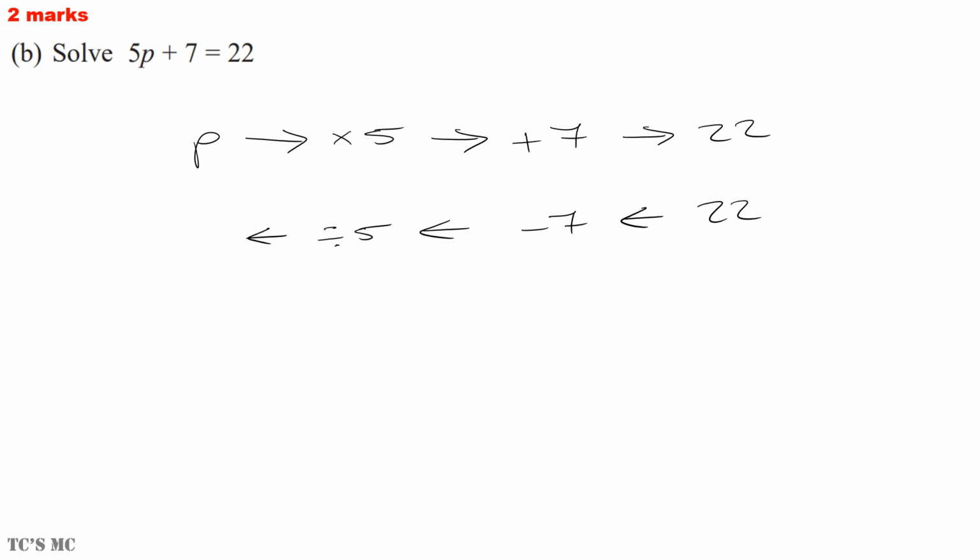22 subtract 7 is 15. 15 divided by 5 is 3. And now we have our second mark.